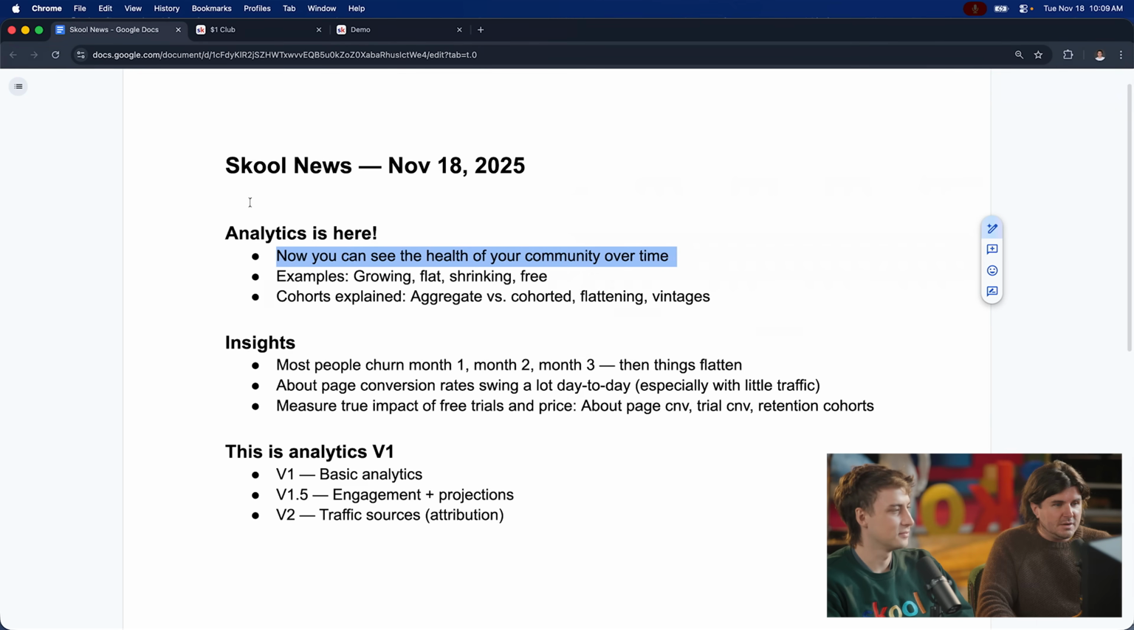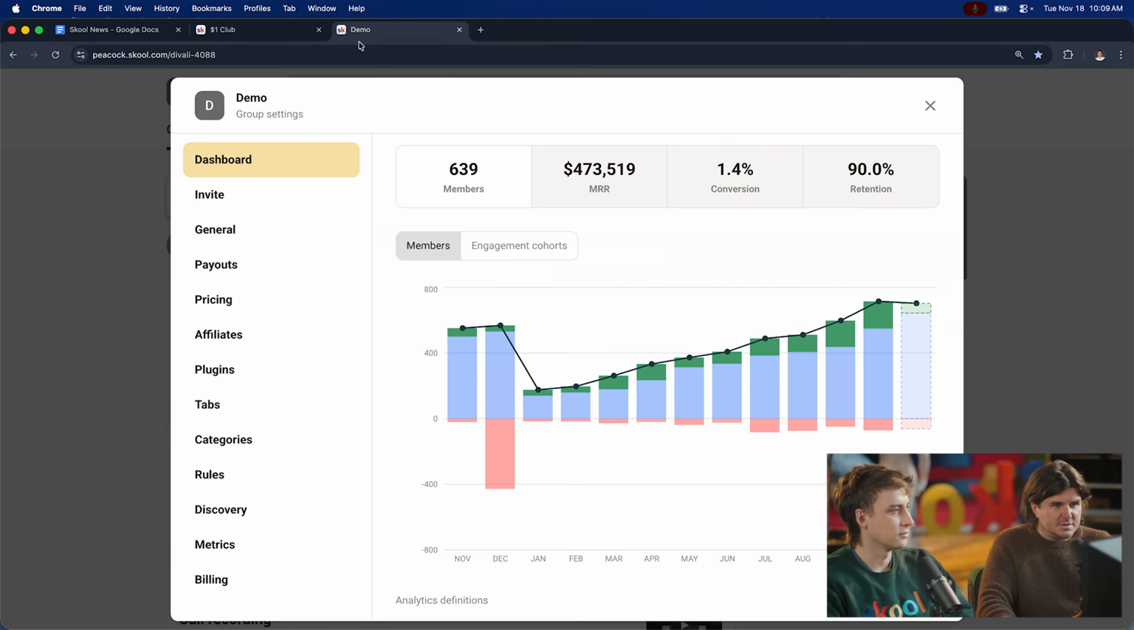So now let's show you some examples. We want to show you what a group looks like when it's growing, when it's flat, and when it's shrinking, and when a group's free. And yeah, so let's jump into it. So here's some real data, anonymized.